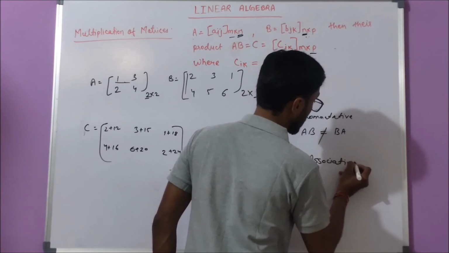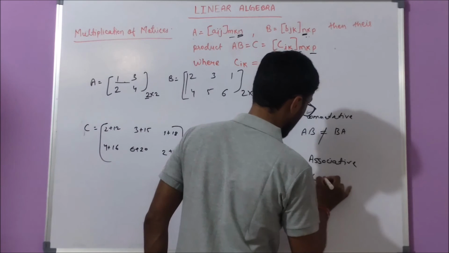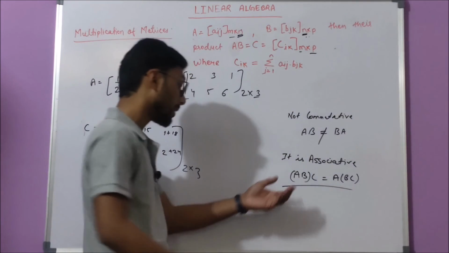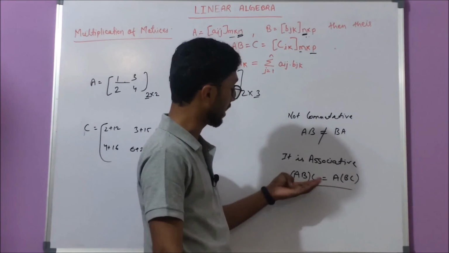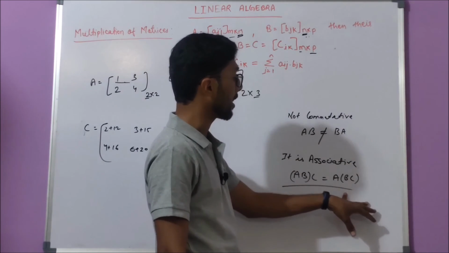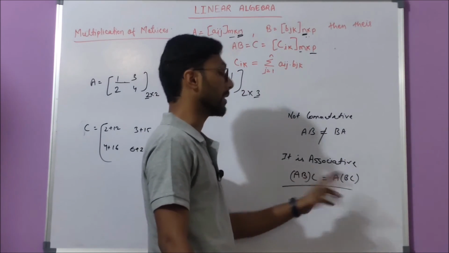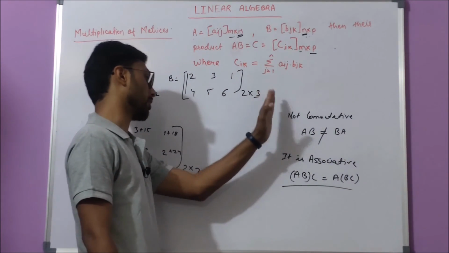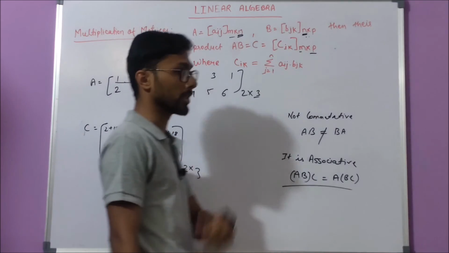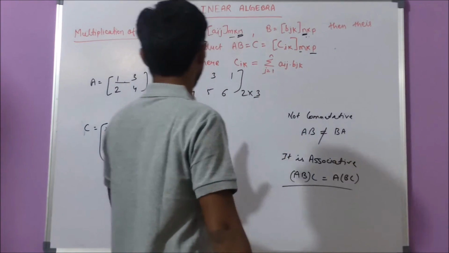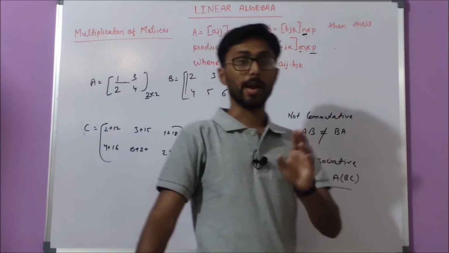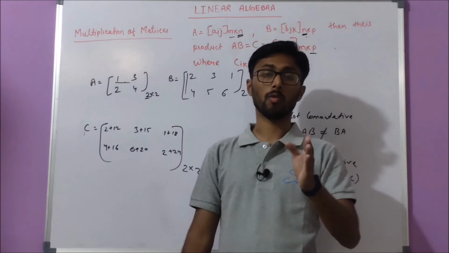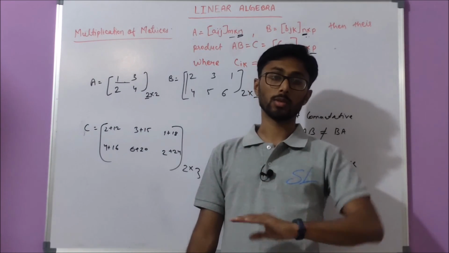Matrix multiplication is associative, which means A multiplied with B and then multiplied with C is the same as this. First we multiply two matrices A and B and then multiply it with C, or we multiply B and C and then multiply it with A, then both the results will be equal. So matrix multiplication is not commutative, it is associative, and it follows the distributive law. Before multiplying two matrices you should check if they are compatible by seeing the number of columns in the first matrix and the number of rows in the second matrix.